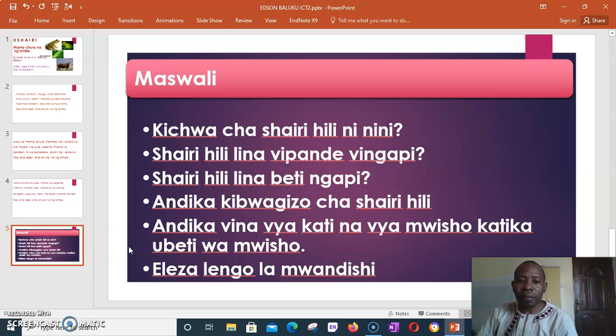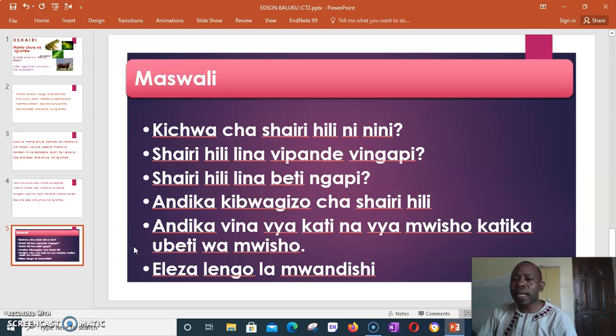Question number 4. Andika kibwagizo cha shairi hili. What do we mean by the word kibwagizo? Kibwagizo ni nini? Kibwagizo ni mstari wa mwisho katika kila ubeti ambao umerudiwa. It is the last line of a stanza that has been repeated from stanza 1, stanza 2, and stanza 3.